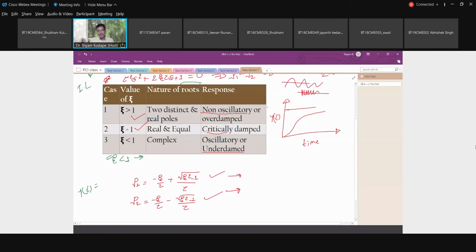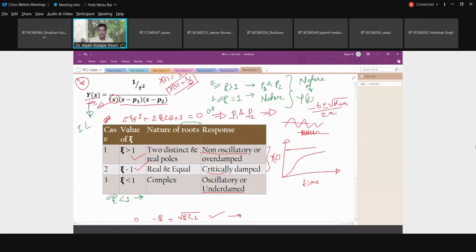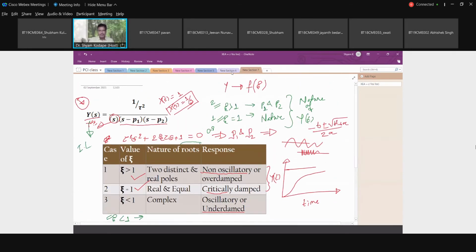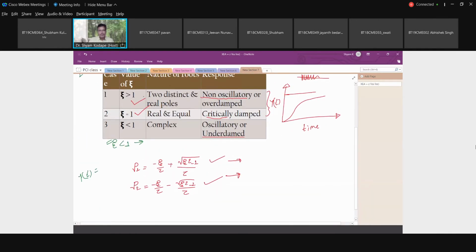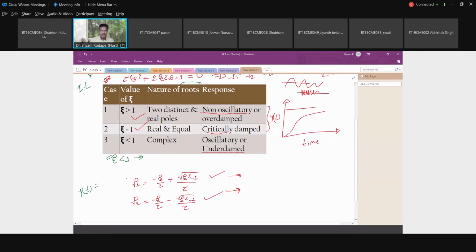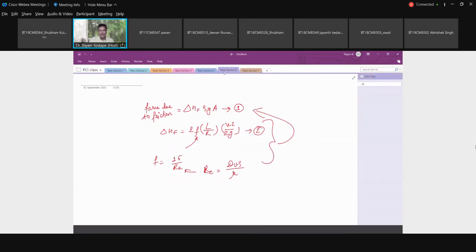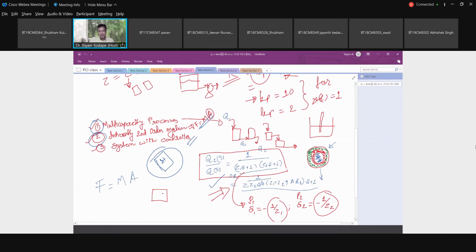And this situation particularly comes across when the system is in series, just like our interacting and non-interacting systems. Why? Because see the poles, two distinct and real poles, or real and equal poles. Poles means the roots. We are talking about these P1 and P2, the roots of this particular quadratic expression. When will you get this? When we are talking about multi-capacity processes.